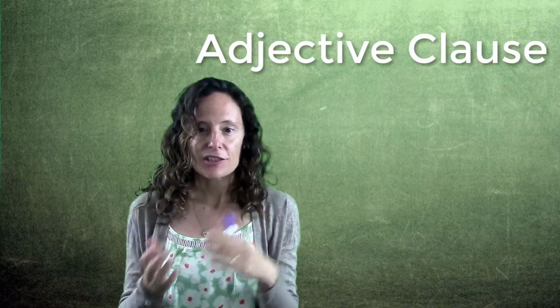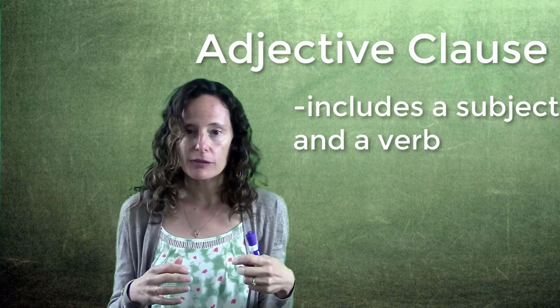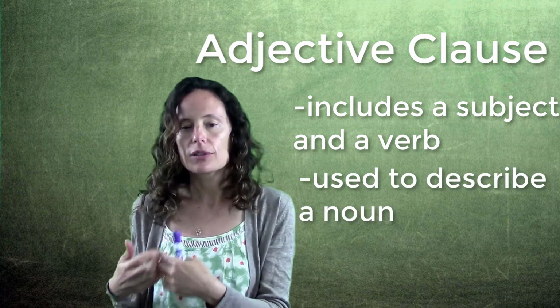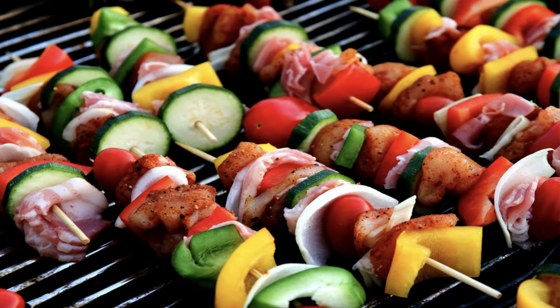So, an adjective clause is a group of words that includes both a subject and verb and is used to describe a noun. Here are a few examples. The dancer, who is an expert, knew every dance move. The food, which was delicious, was eaten in seconds. The doctor, who is inquisitive, asked many questions.